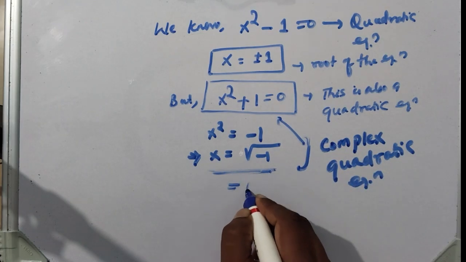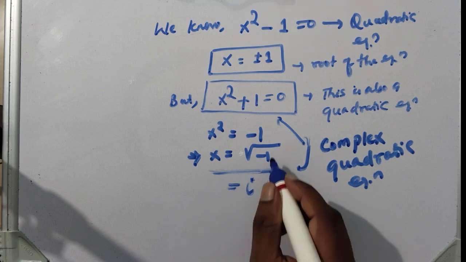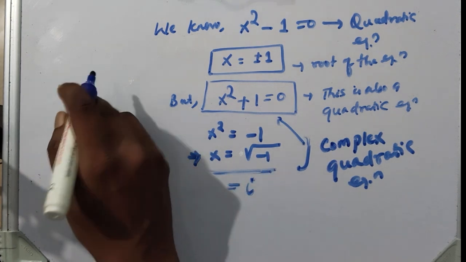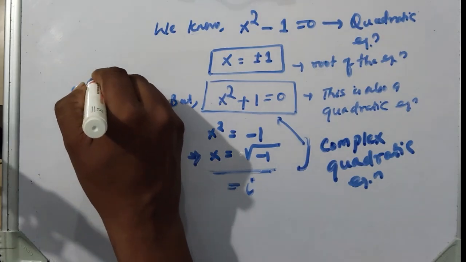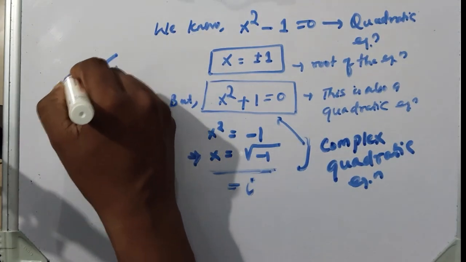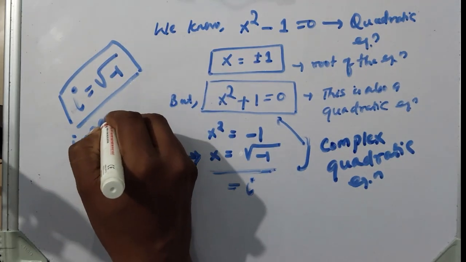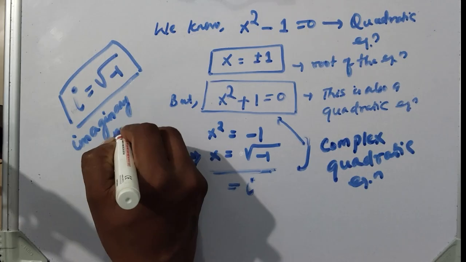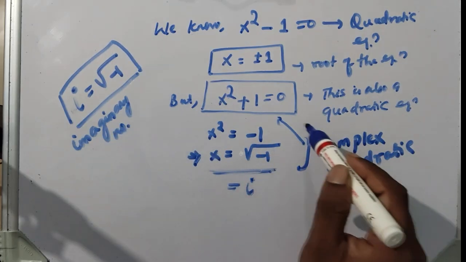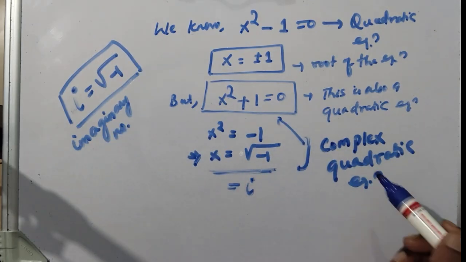It will give an imaginary value i, because we know i is equal to root over of minus 1, and where i is an imaginary number. Okay, imaginary number, and that is why we call it complex quadratic equation.